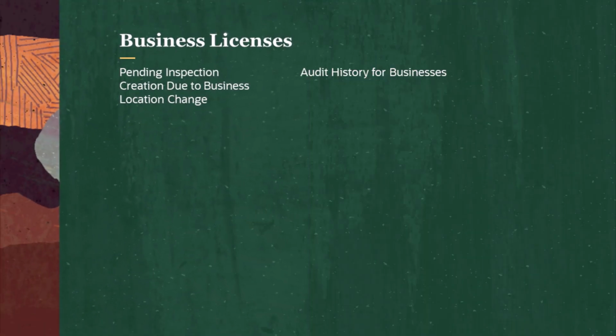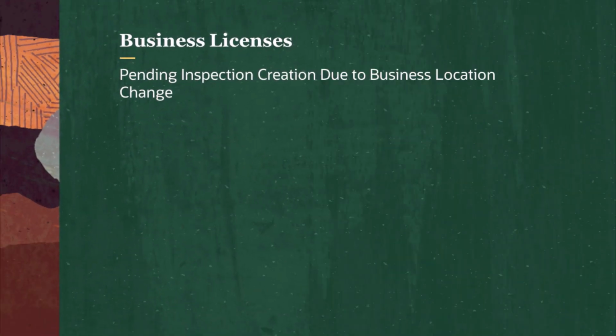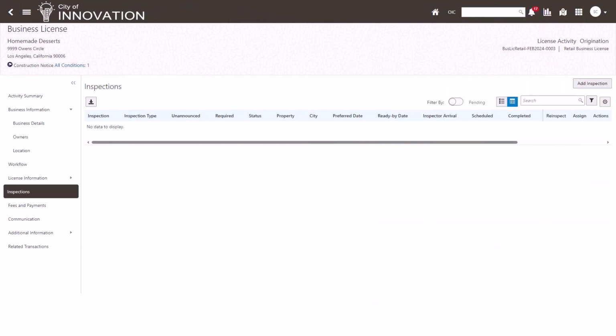Business licenses features include pending inspection creation due to business location change and audit history for businesses. Pending business license inspections can be automatically created when the updated business location falls within the agency's jurisdiction. In this example, the business location on this application is outside of the agency jurisdiction and there aren't any inspections.